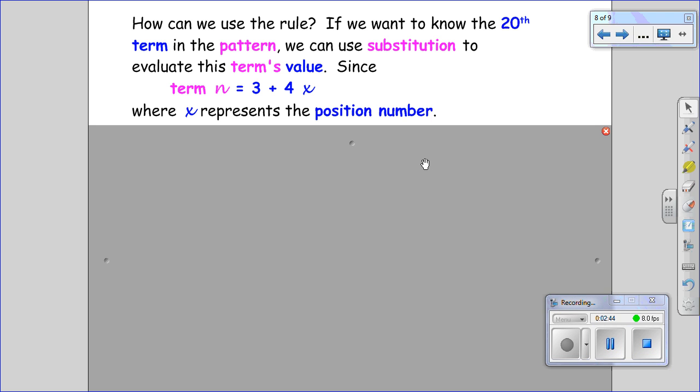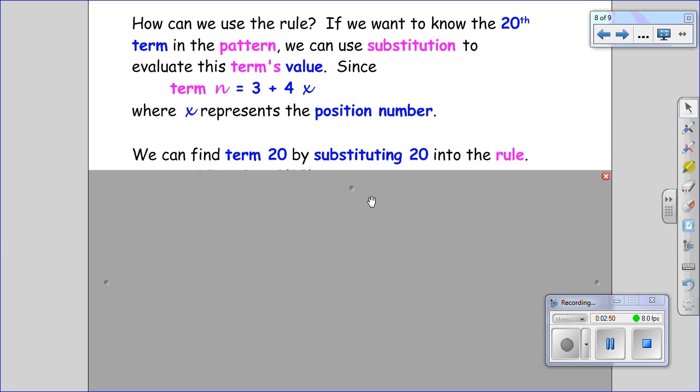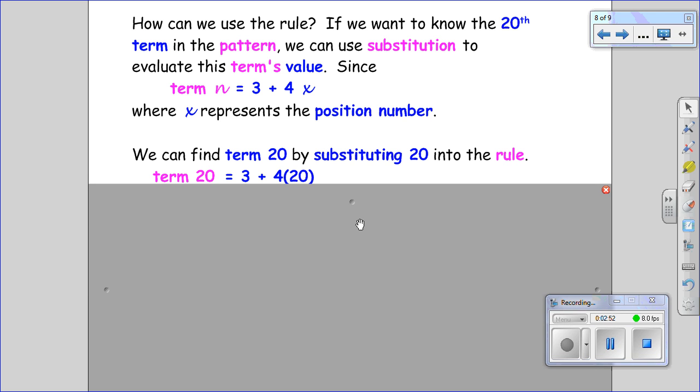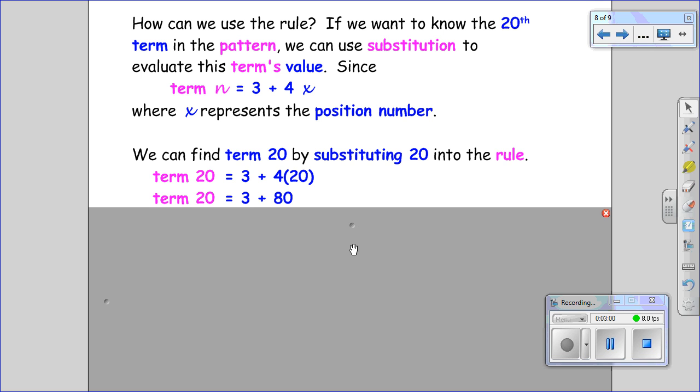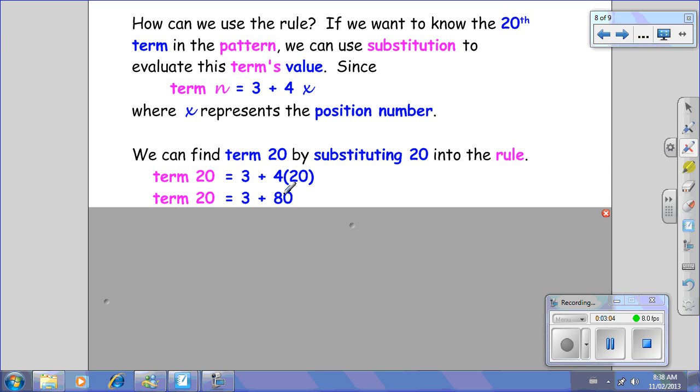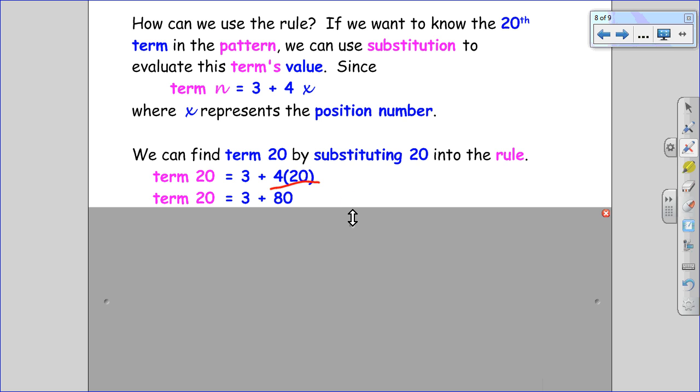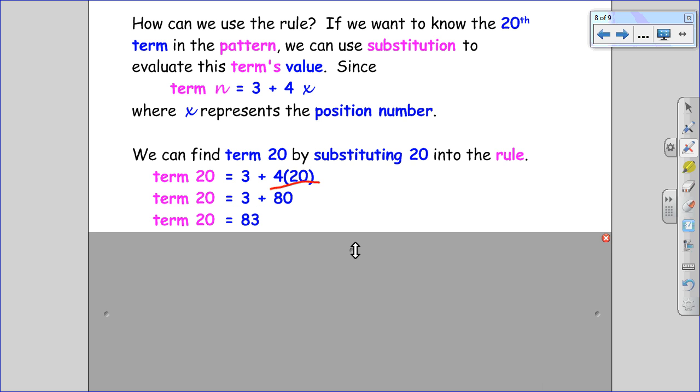So if I wanted to know what the value of the 20th term in the pattern was, we can simply use substitution to evaluate this. Okay. So I start with term 20 is 3 plus 4 times, and remember what we said with substitution, put your brackets down and then you drop the 20 in for the variable. And BEDMath takes control here. We do the multiplication first. So we have to do 4 times 20 first to get 80, and then we can add and find that term 20 is 83.